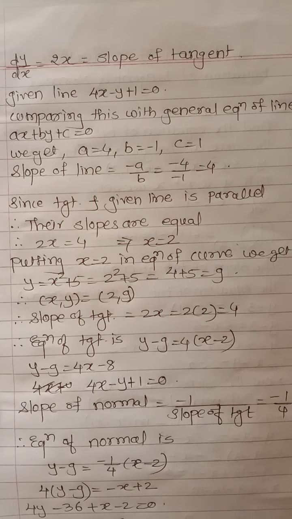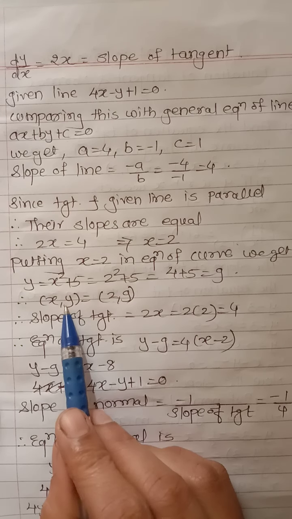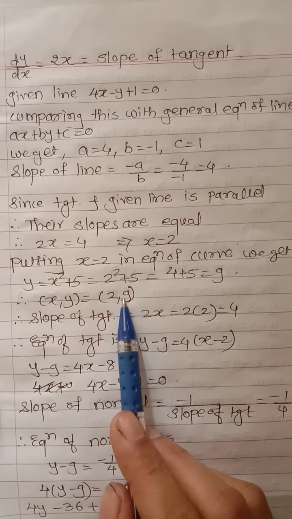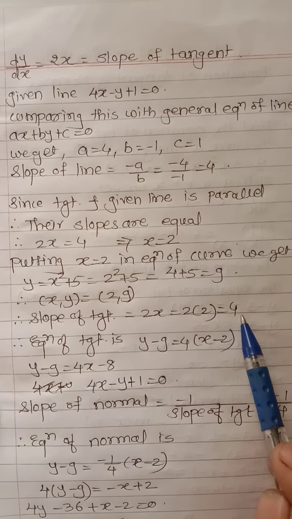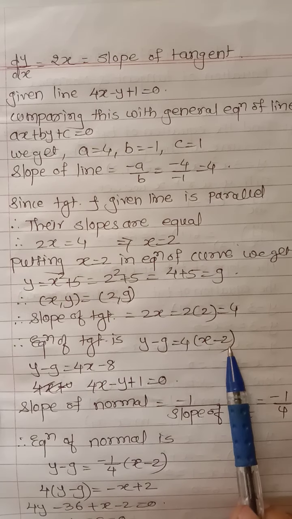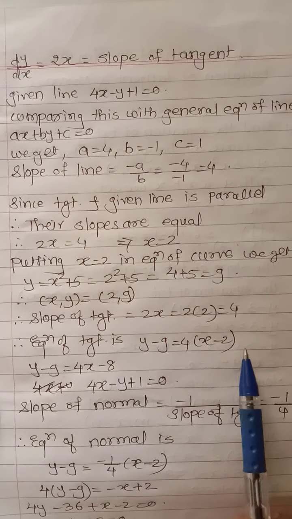4. Now using this slope of the tangent you find the equation of the tangent using the formula y minus y1 is equal to m into x minus x1. But here x1, y1 is what? Here x, y is given, so x1, y1 is 2, 9. So y minus y1, y1 is 9. So y minus 9 is equal to m. M is 4 into x minus x1. x1 is 2. So x minus 2. Do the multiplication. y minus 9 is equal to 4x minus 8.